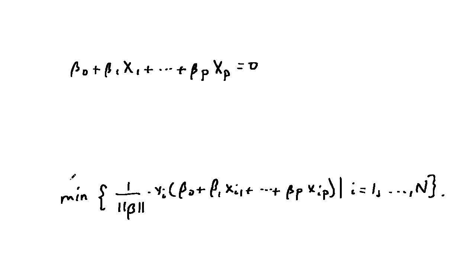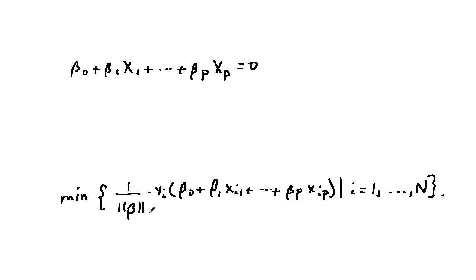For a fixed separating hyperplane, beta 0 plus beta 1 x1 plus dot dot dot plus beta p xp equals 0, consider the minimum distance between the xi's and the separating hyperplane. In other words, consider the minimum of 1 over the norm of beta times yi times beta 0 plus dot dot dot plus beta p xip as i ranges from 1 to n.